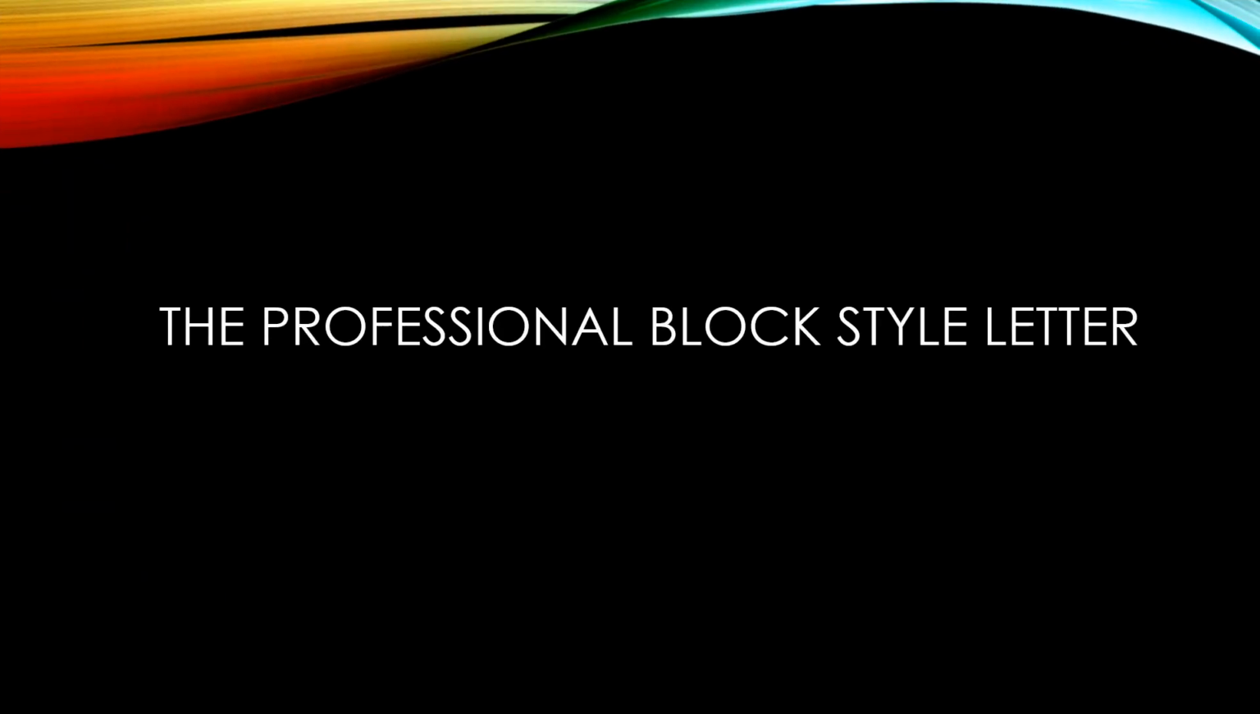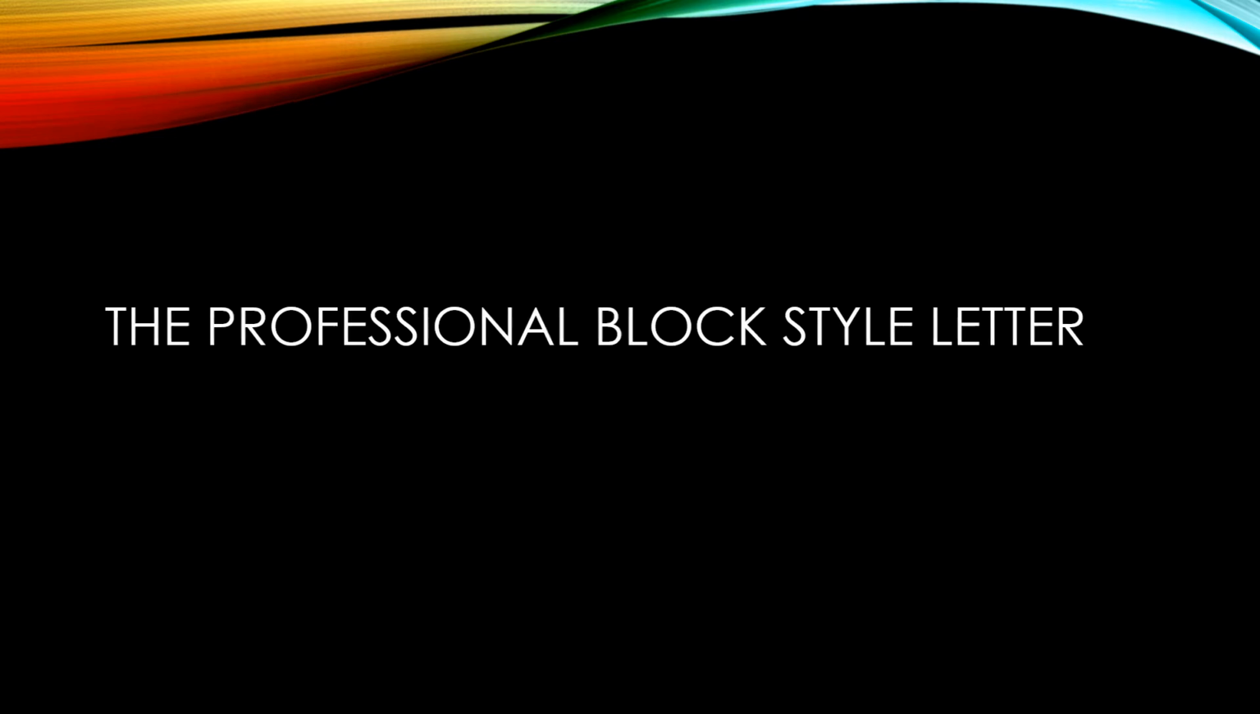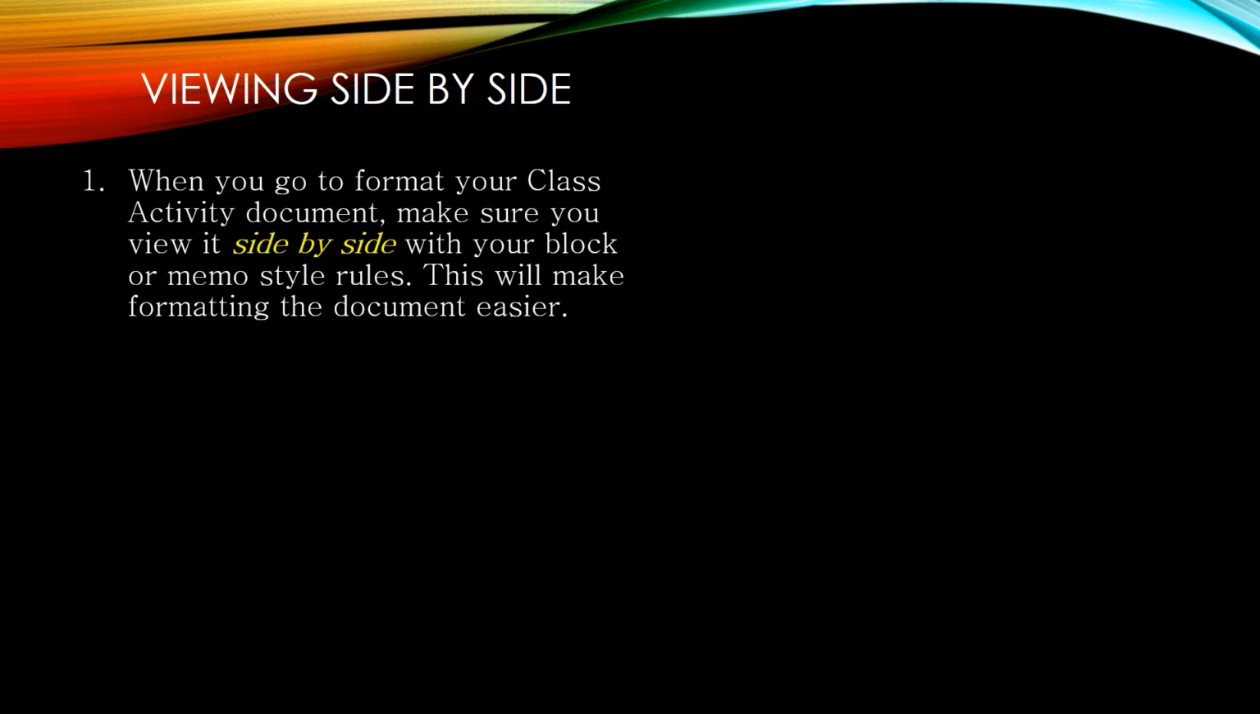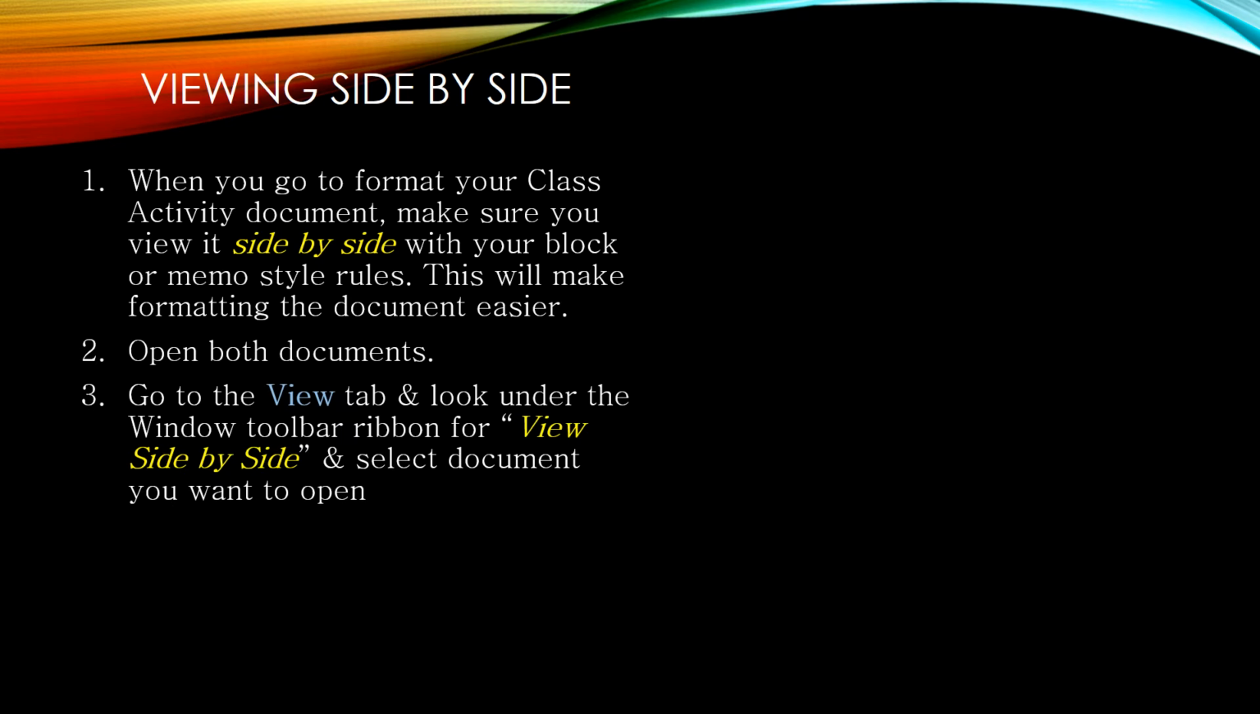The professional block style letter. Viewing side by side. When you go to format your block style letter or your memo, make sure you view the rules with the activity side by side. This will make formatting your document easier. Make sure you have both documents open. Go to the View tab, look underneath the Window toolbar ribbon for View Side by Side, and select the document you want to open.